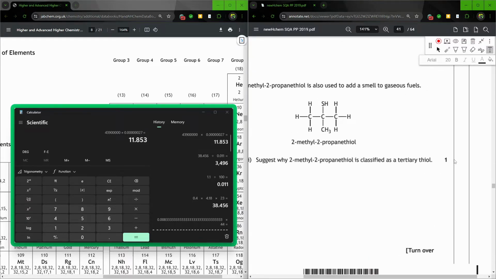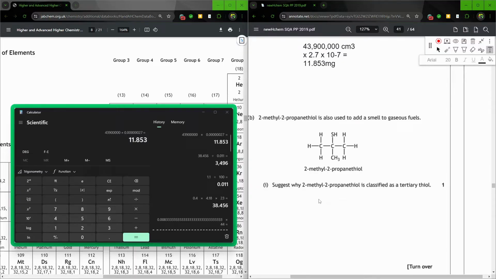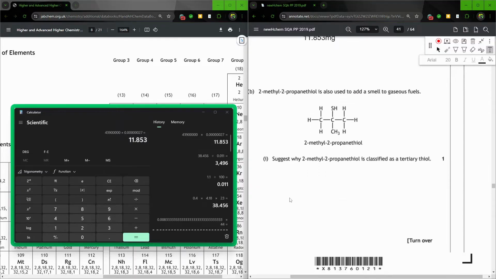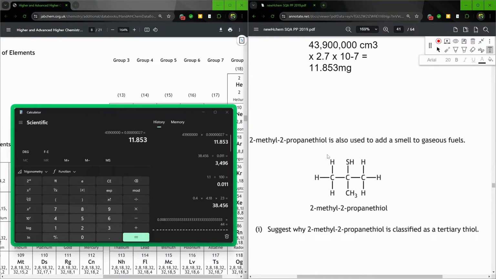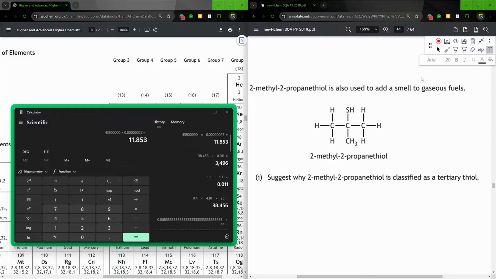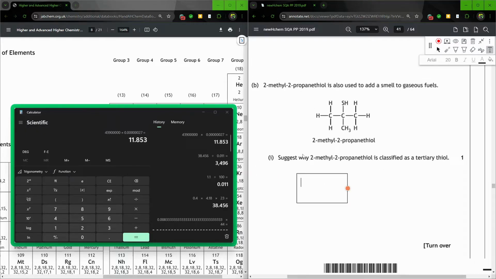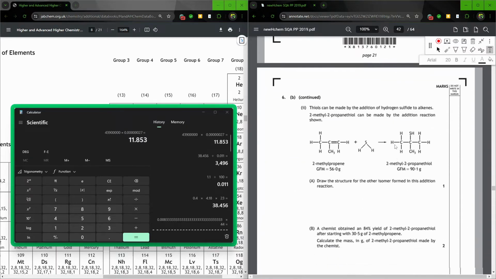2-methyl-2-propanethiol is also used to add a smell to gaseous fuels. Suggest why 2-methyl-2-propanethiol is classed as a tertiary thiol. Well, that's because the thiol group, as you can see here, is bonded to a carbon atom, which is bonded to 3 other carbon atoms, like tertiary alcohols. There you go, that's it.